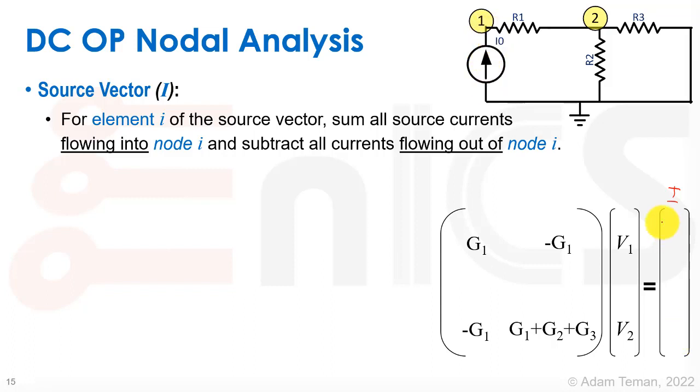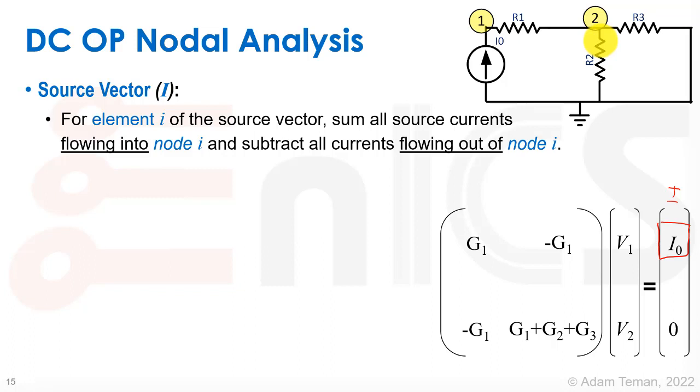So what do we have over here? For node 1, which is going to be this space over here, we have I0 going into 1, and we don't have any source current that's running out of it. So therefore, the source vector I in place 1 is just I0. And for node 2, there are no current sources connected to it. So we're just going to have 0.